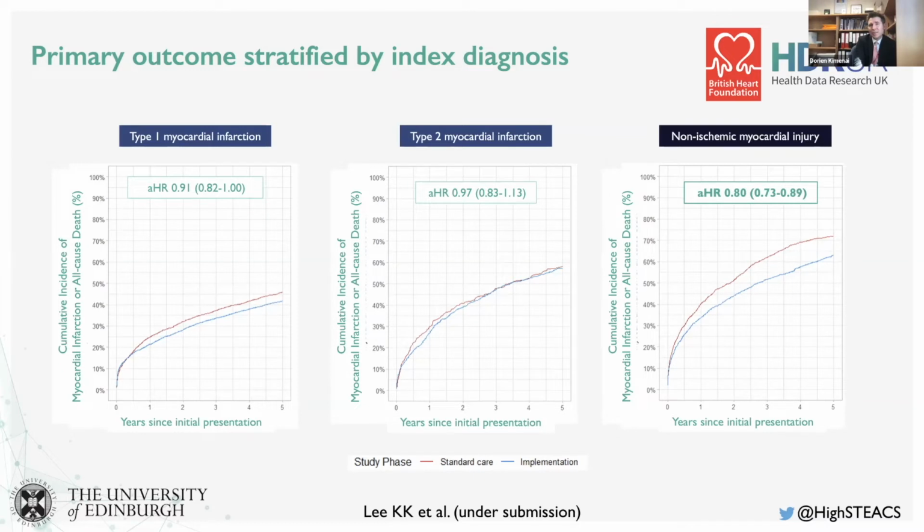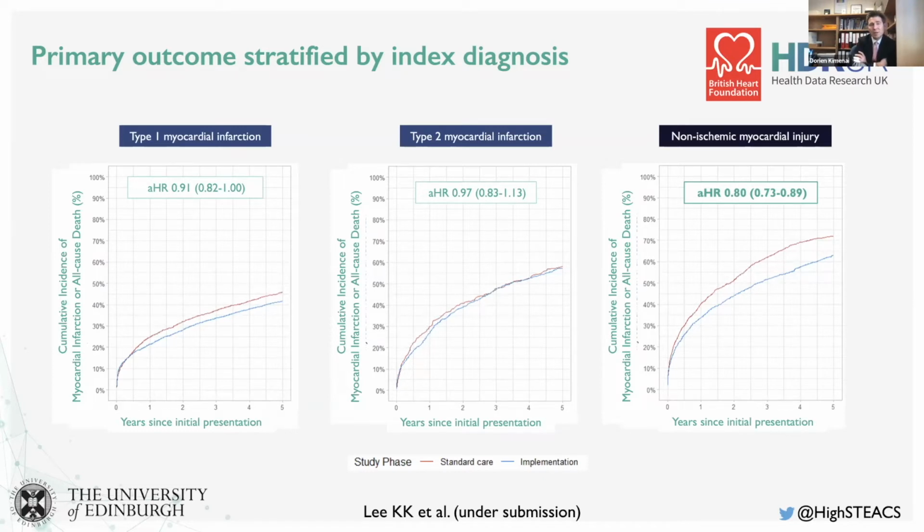Now, one of the advantages of adjudicating the outcome, and this is going to become the main focus of the next aspect of the talk, is that we were able to stratify the population based on the initial diagnosis. And our original assumption was introducing this more sensitive test would identify more patients with spontaneous myocardial infarction, or type 1, who might have been missed using a less sensitive test. But as you can see in the left-hand panel, although there was a modest improvement there, it wasn't statistically significant.